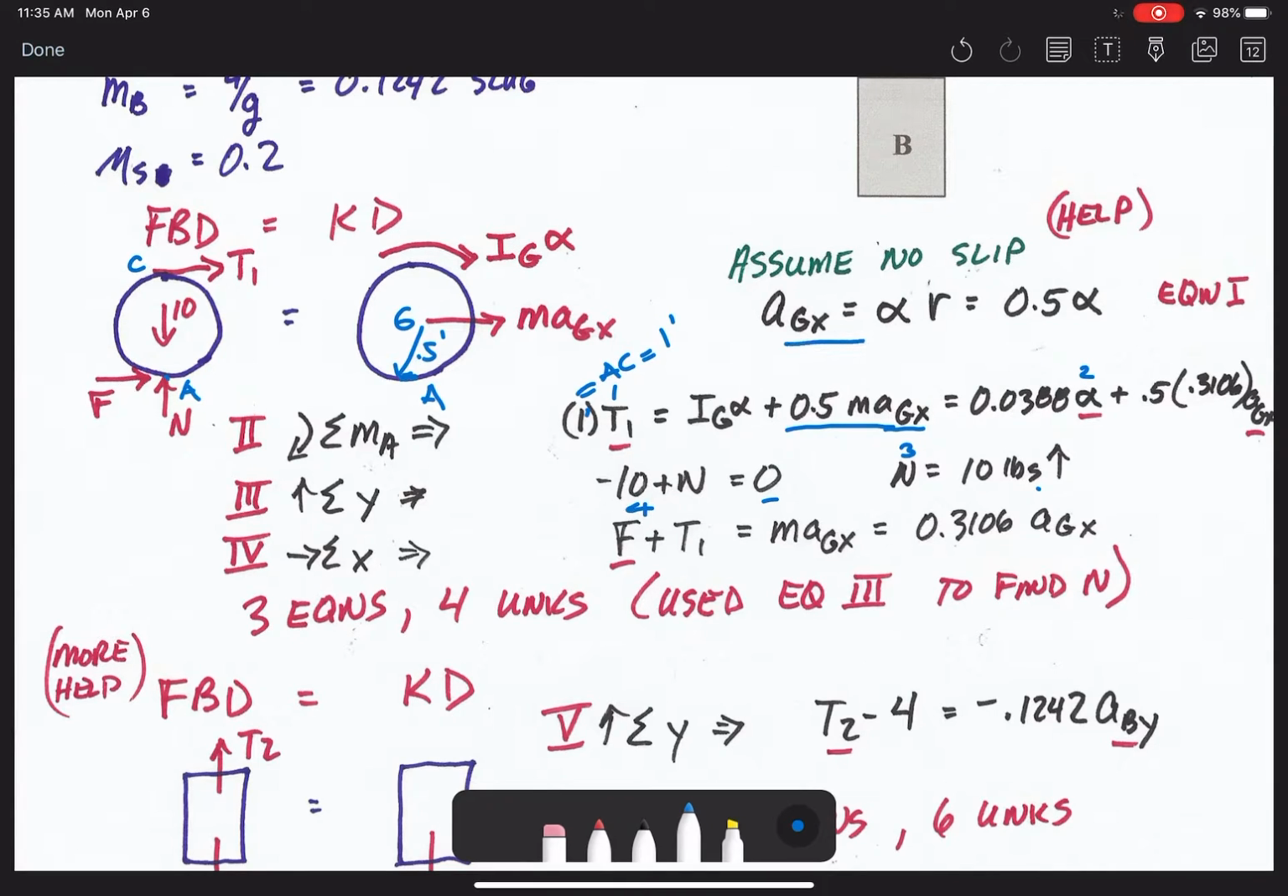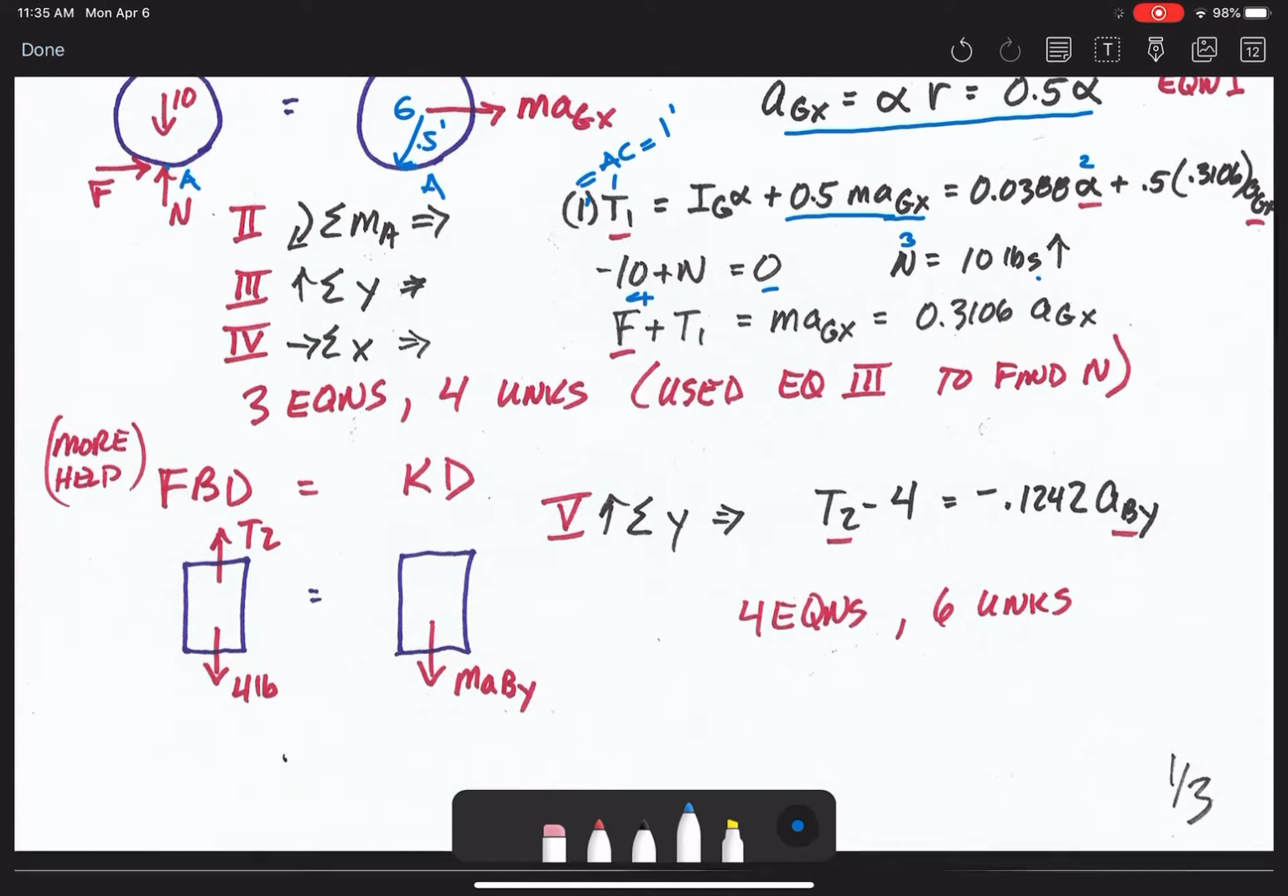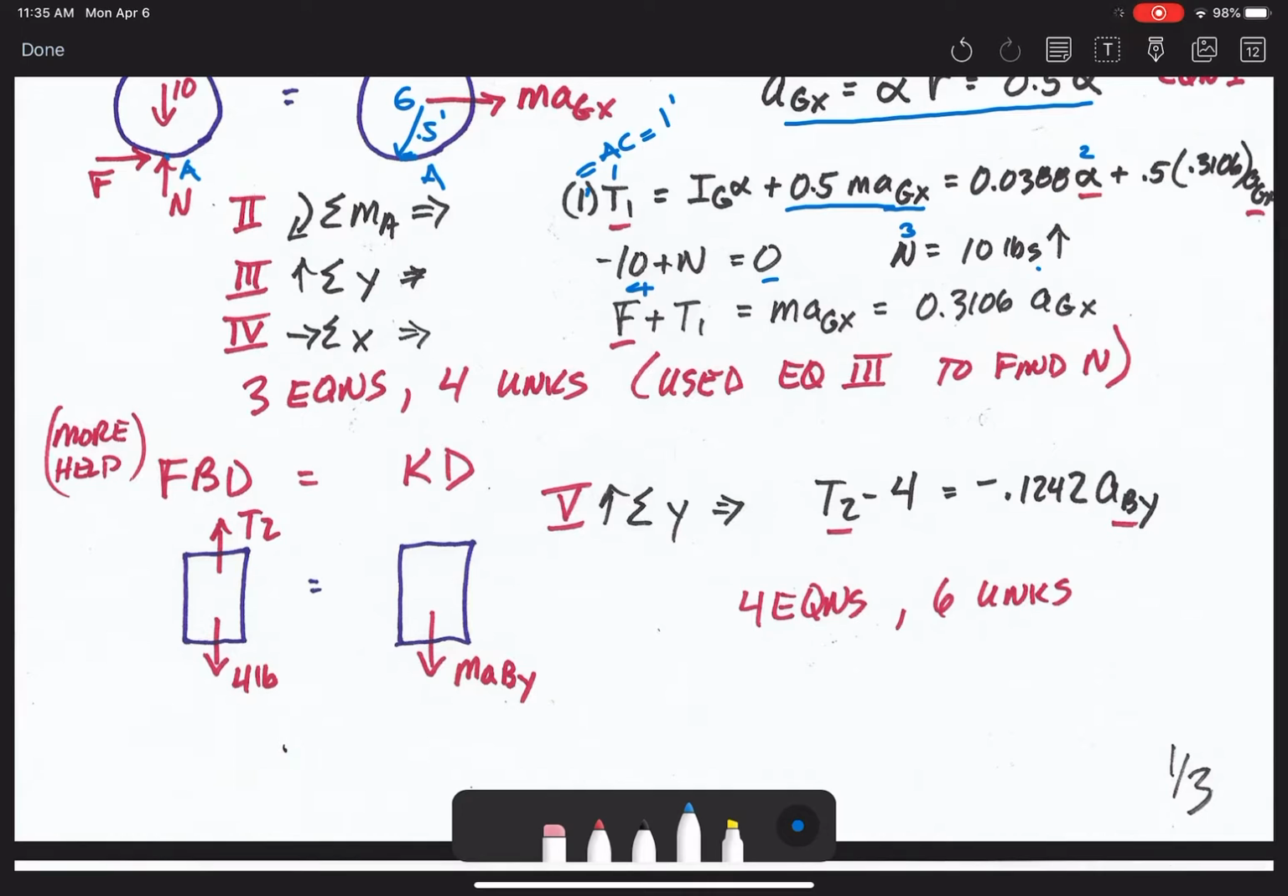We will check it later, but for now, as you can see, always assume a no-slip disc first, so a Gx equals alpha r there. So those are the unknowns we have for the first free body diagram equal to kinetic diagram of the disc. And then we continue. We are not able to solve yet because the number of unknowns is more than the number of equations.